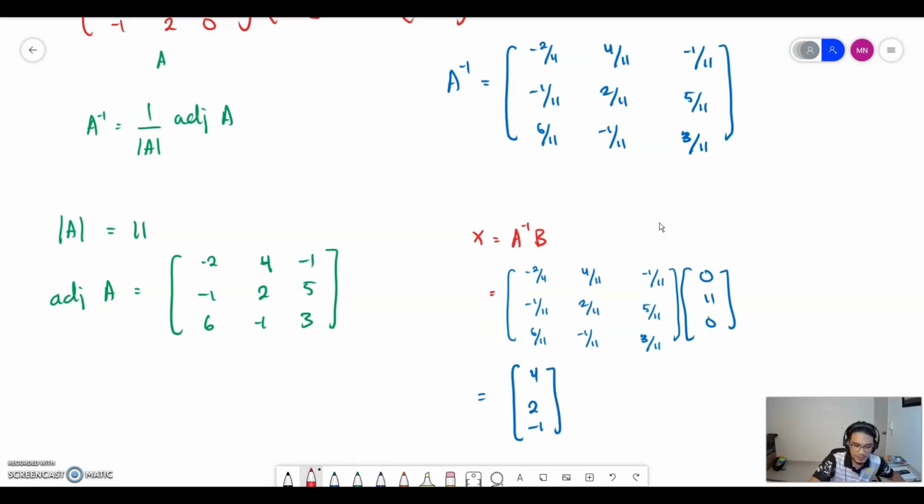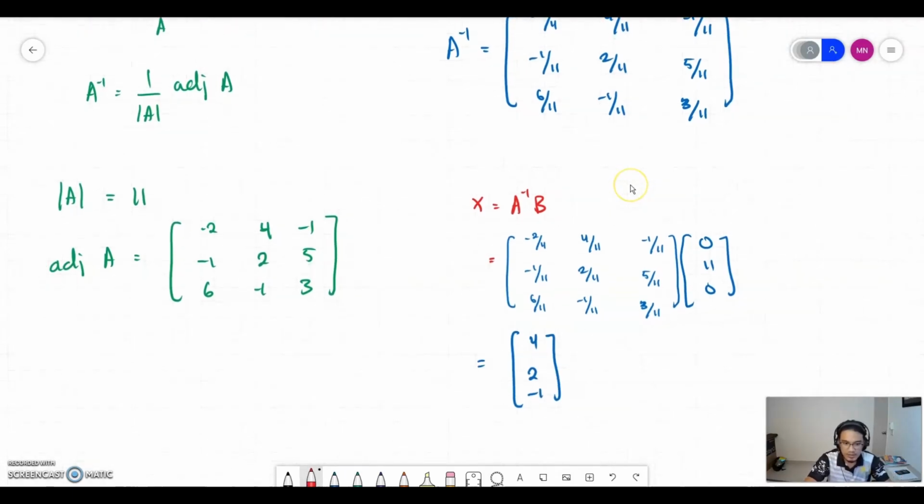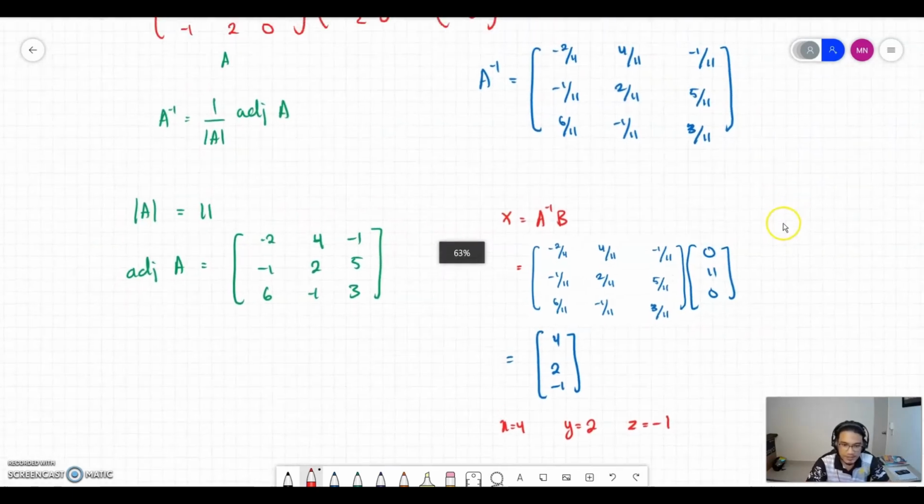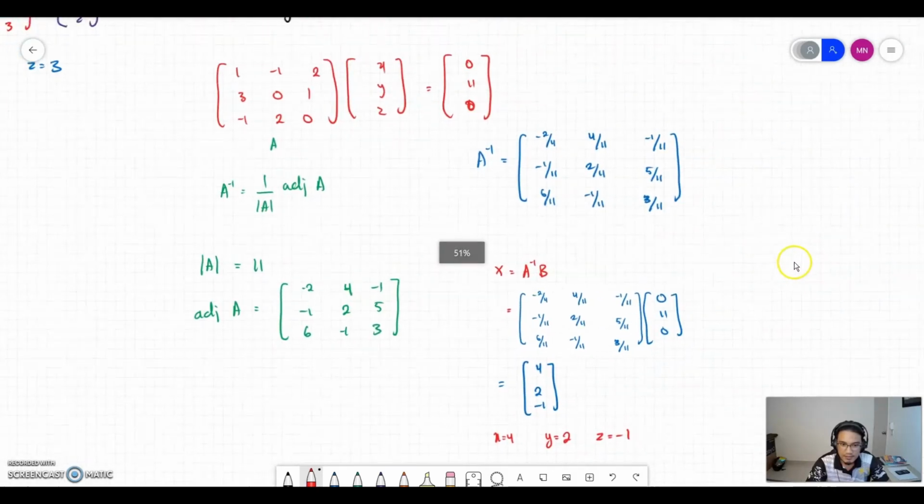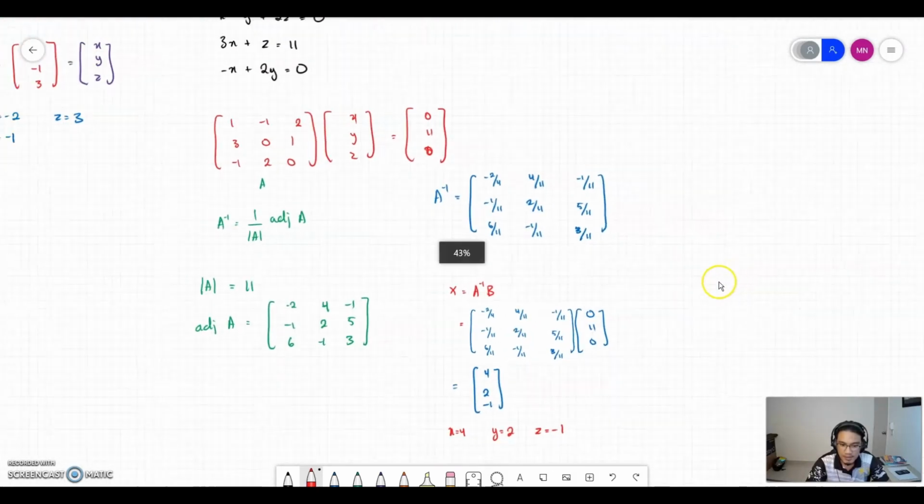And you write as the conclusion, you write down that X equal to 4, Y equal to 2, and Z equal to negative 1. So this is the answer for the example that I want you to try by yourself.